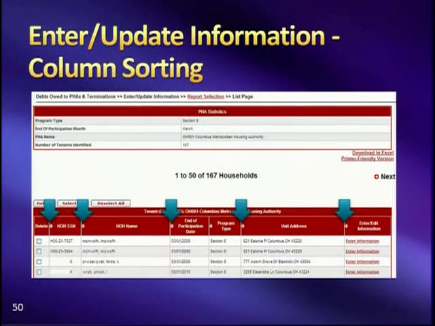So we all got it. Do not accidentally delete your EOP records, because once you delete them, they're gone forever. Now, column sorting. Notice that any column that has an up and down arrow allows you to sort the 50 records on the page by that column. You can sort by the head of household social security number, the head of household name, the EOP date, the program type, the unit address, or even the enter edit information column.